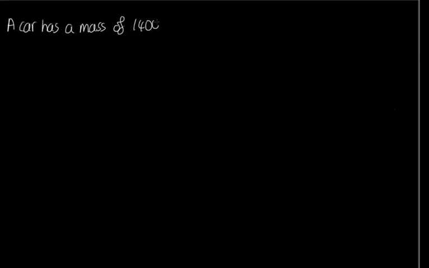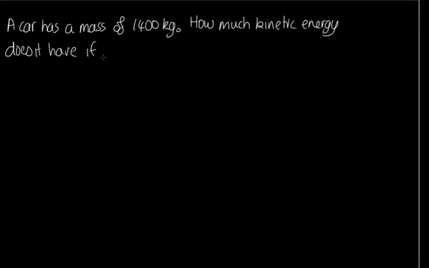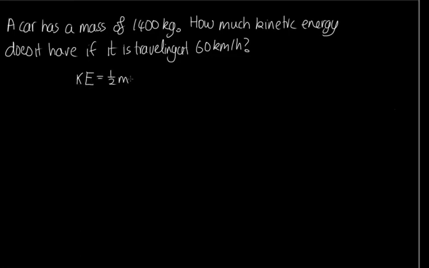So the question is, our car has a mass of 1,400 kilograms. How much kinetic energy does it have if it's travelling at 60 kilometers per hour? So to answer this question, we're going to need to use the formula that the kinetic energy is equal to 1/2 mv squared. So m is the mass in kilograms and v is the velocity in meters per second.